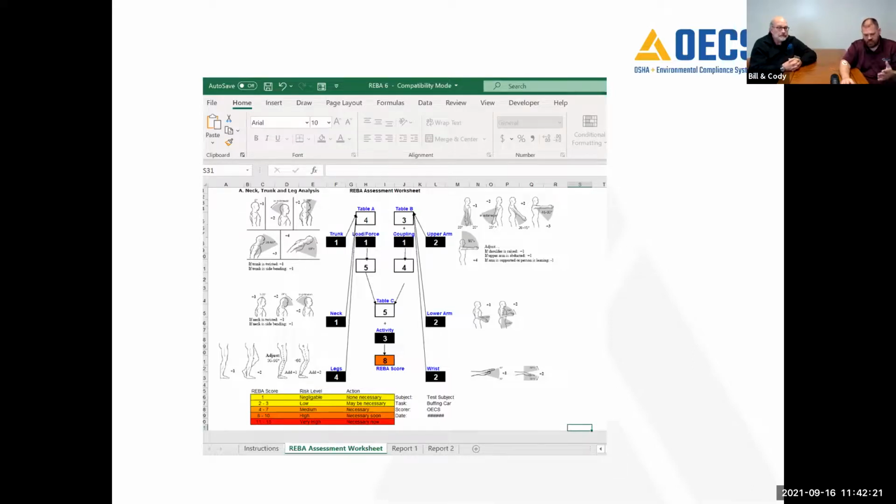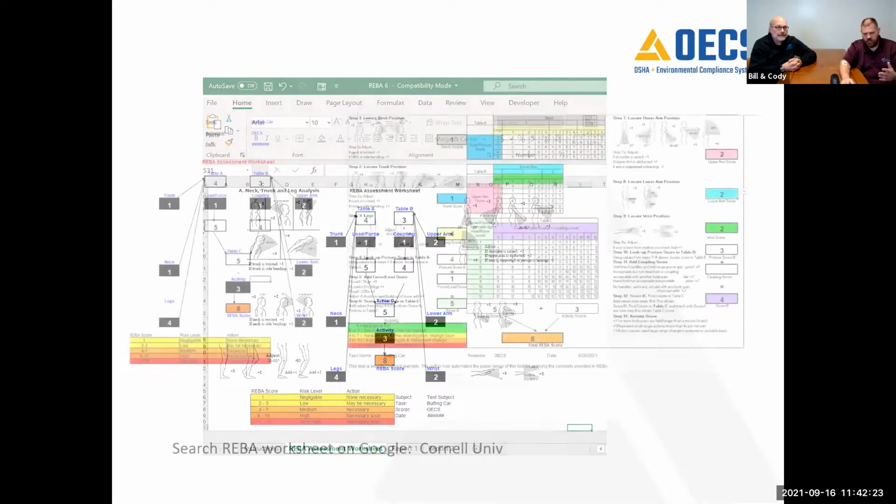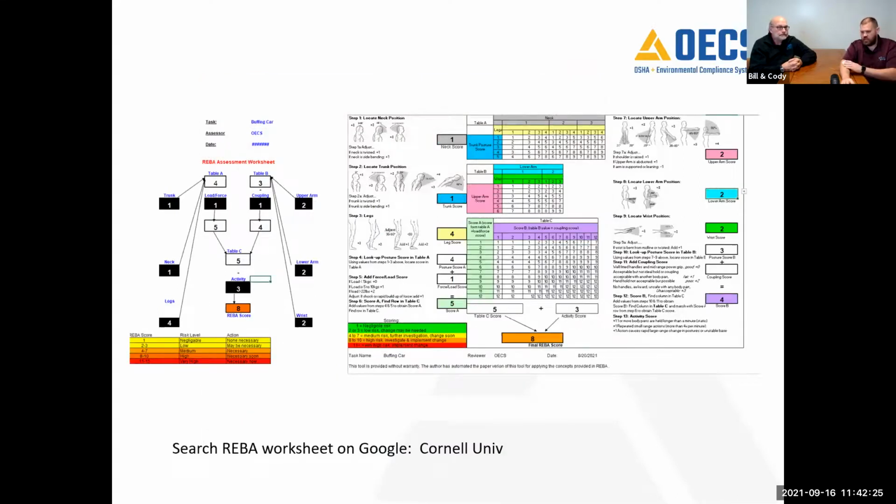So you've got the second tab, which is this worksheet. Then you've got your other tabs that will kick your reports out depending on how you want them to look, or how customized, or how much information is on there. It'll print out the whole REBA worksheet if you want that as a report, or it'll print out just the left-hand side, the bare basics. So you have both options from this Excel spreadsheet.